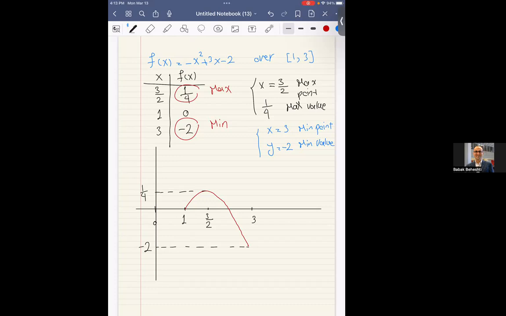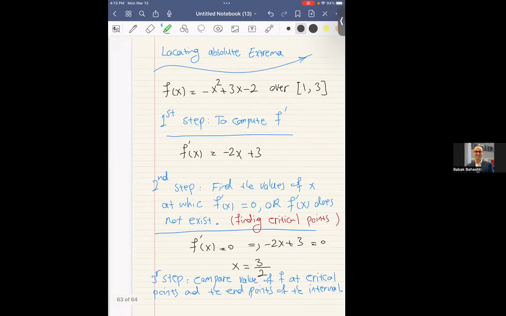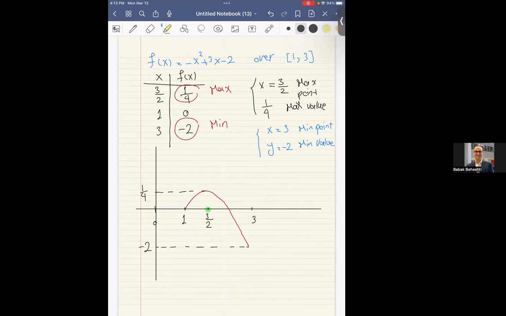Maximum point? Maximum point is the x value at which you have maximum. So here, x equal to 3/2 is the maximum point. Maximum value, as it sounds, is just the maximum value, which is here, 1/4, right? Minimum point is the point at which minimum value happens, which is 3, and minimum value is -2.